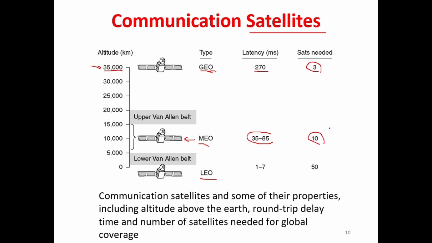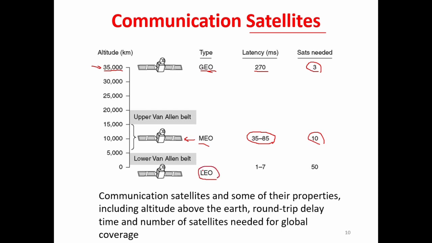the previous one, because now the beam range for this MEO is shorter than the previous one, and because the distance from the Earth is lower than the previous one, now we need more of them to cover the whole area. But of course, the distance is lower than the previous one, so now the latency is better than the GEO. And this is LEO, which is very common.